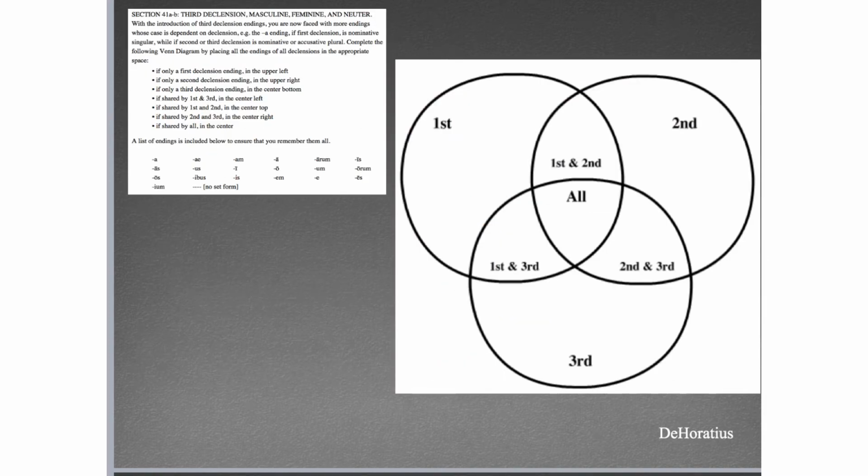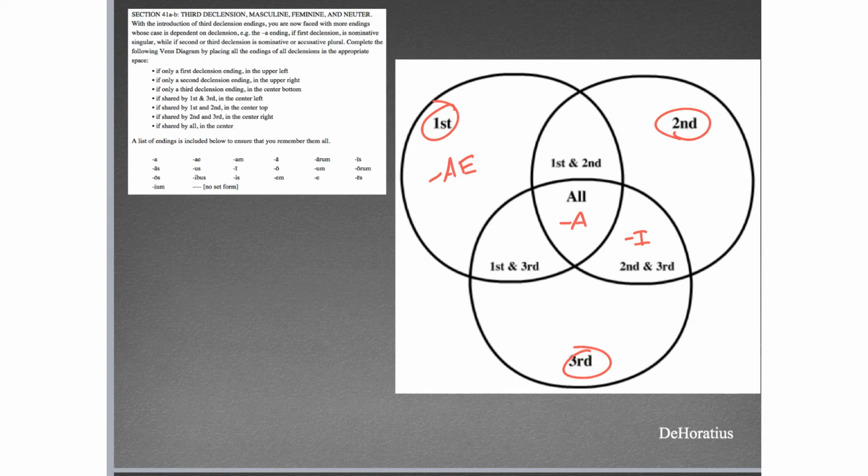So for this exercise, and I'll do a little bit of it, it's a triple Venn diagram, or a Venn diagram plus. The idea is to get used to those overlapping endings. So going through the endings of all three declensions, writing endings that are only first, only second, only third, and then where they overlap. So for instance, -ae is only a first, all right? But -a is all declensions, all right? -i is second and third, all right? And just kind of go through like that.